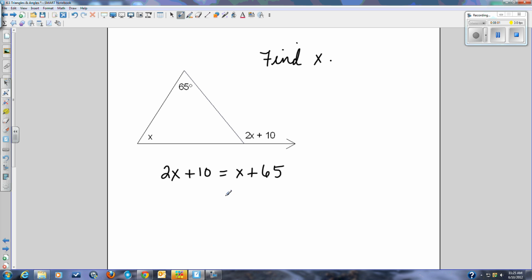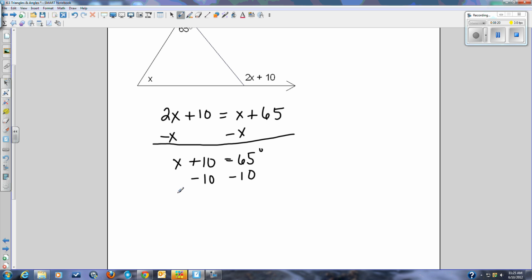So now we have an equation to solve. Let's subtract x from each side. So we're left with x plus 10 equals 65 degrees. We subtract 10 from each side. And we end up with x is 55 degrees. So there is our missing value for x.